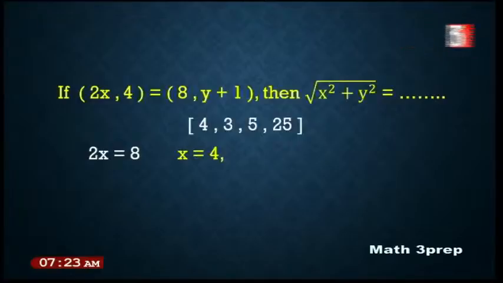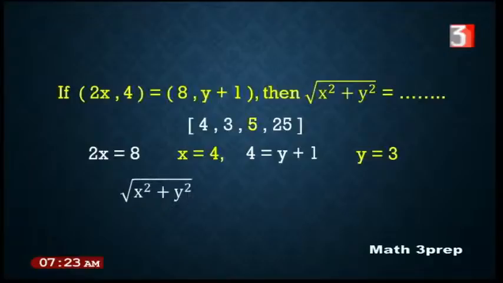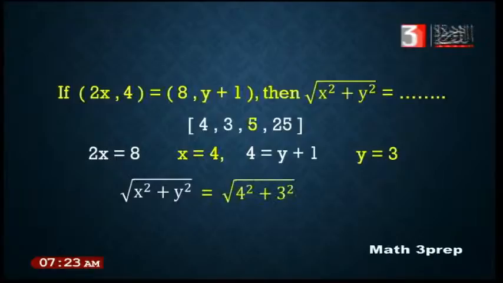Then the y coordinates are equal. So 4 equals y plus 1. In this case, we can find the value of y as 3. To find the value of square root of x to the power of 2 plus y to the power of 2, by substituting x equals 4 and y equals 3, it is the square root of 4 to the power of 2 plus 3 to the power of 2, to obtain a result of 5, which is the third choice.